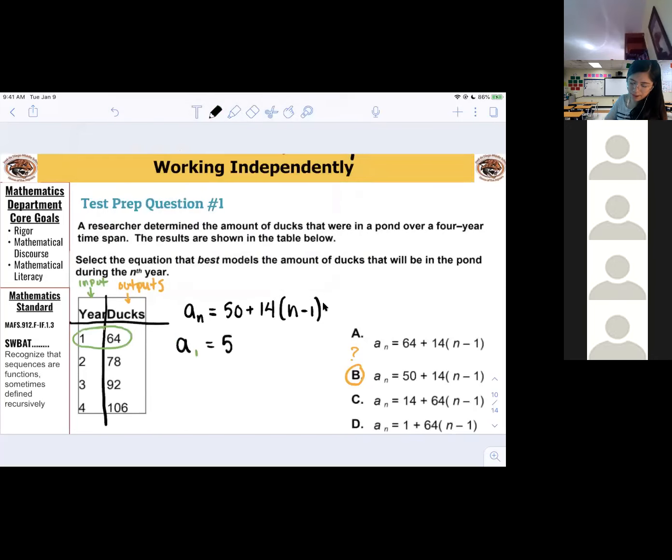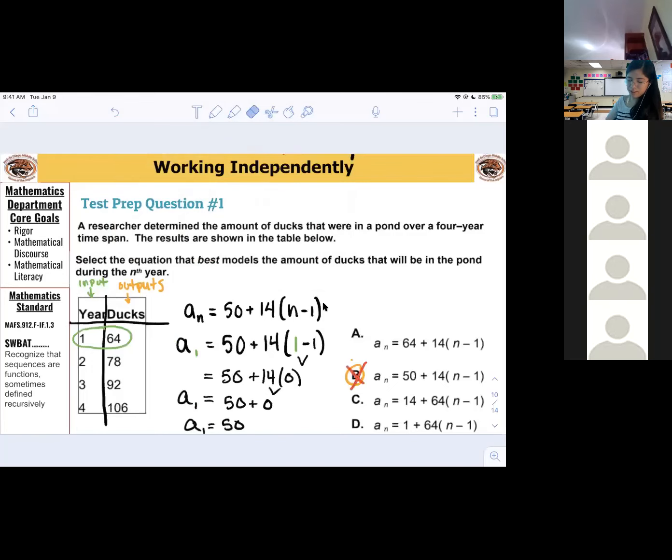And I'm going to replace my n with a 1. And what should I get? What do I want to get? 64. I want it to be a 64. So let's see. Well, I got to do 1 minus 1. What's 1 minus 1? 0. So this is 14 times 0, which is 0. So this gives me 50 plus 0. Do I get the right answer? No. So I just tested this one. I know that one's wrong.